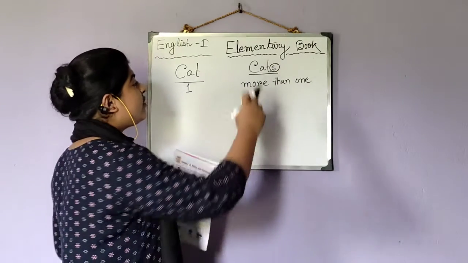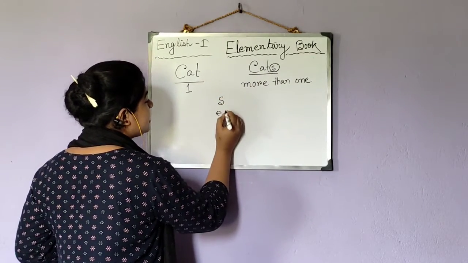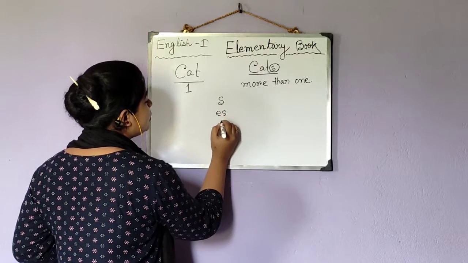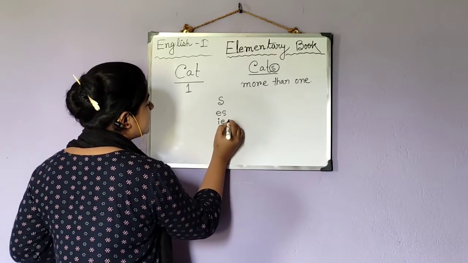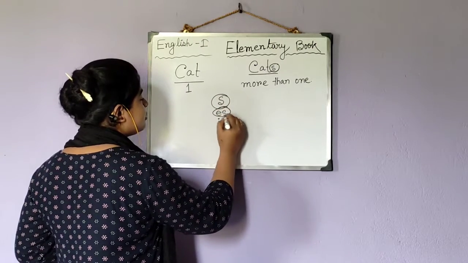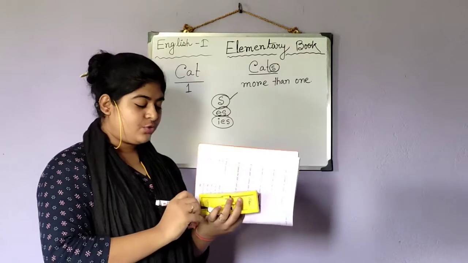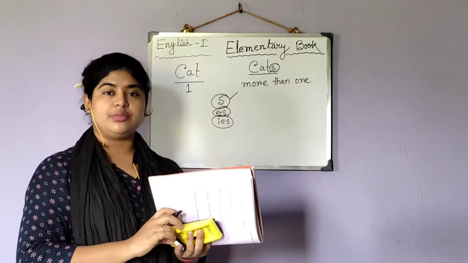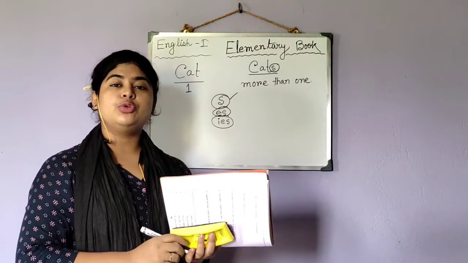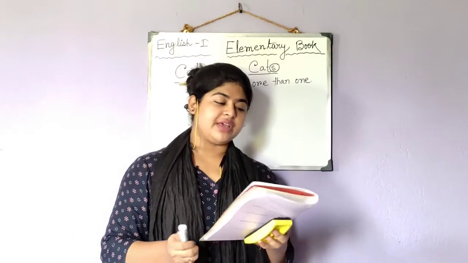Now, where we should use S, where we should use ES, where we should use IES, today we will learn this, okay? So first we will learn where we should use S to make the noun or pronoun plural. So now come to your book, page number 45.